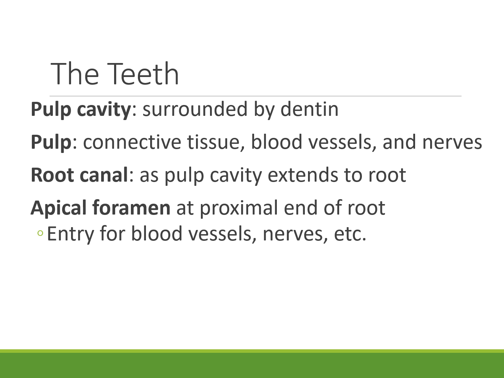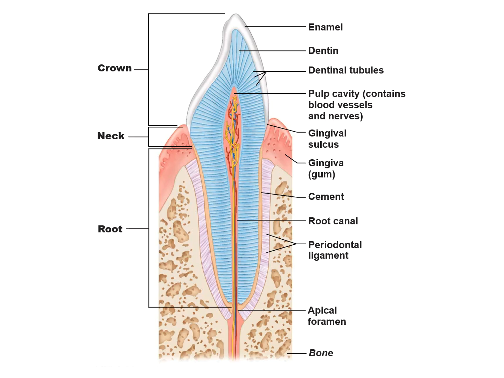The pulp cavity is surrounded by the dentin, and pulp is your connective tissue, your blood vessels, and your nerves. The root canal is the narrow channel way that the pulp travels down to the root of the tooth, and the apical foramen at the proximal end of the tooth is where the blood vessels and nerves enter and exit. So there's all those structures we were just talking about.